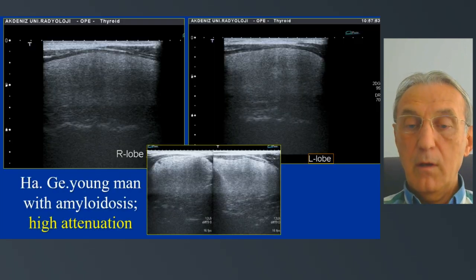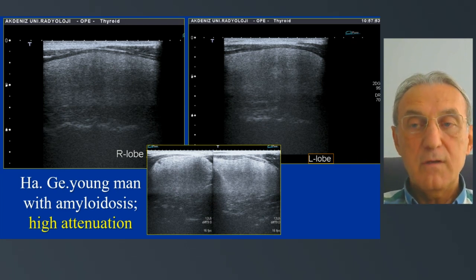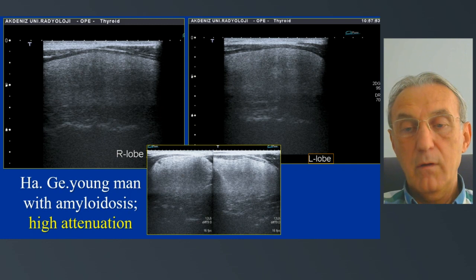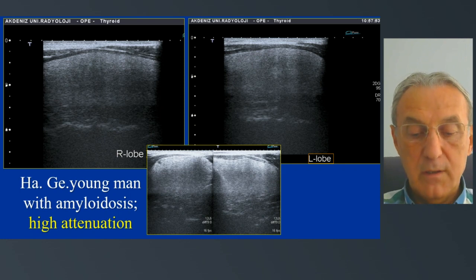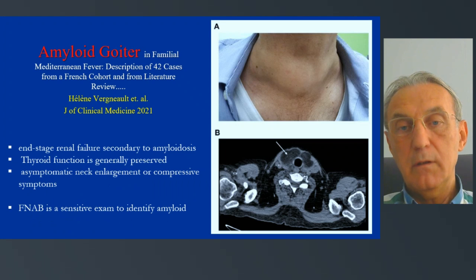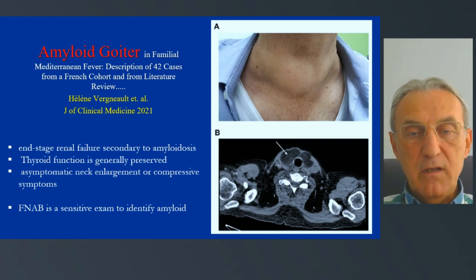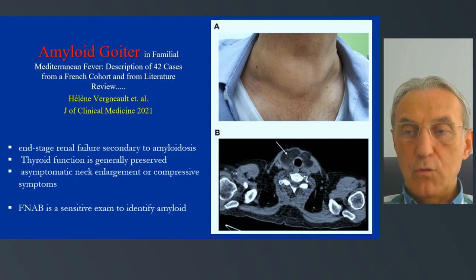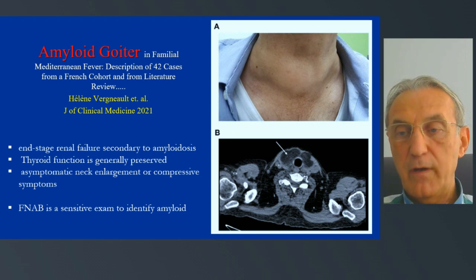So another diffuse disease is amyloidosis. This is very rare, and you can appreciate the high attenuation in these cases. Amyloid goiter can also be imaged by CT, as you see here, and it's usually due to end-stage renal failure.